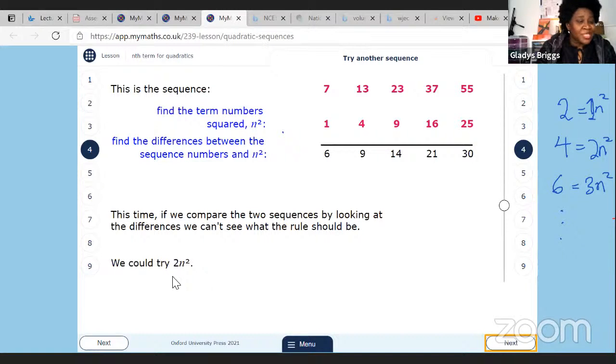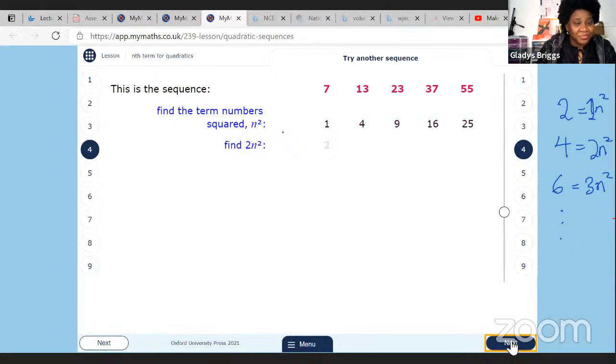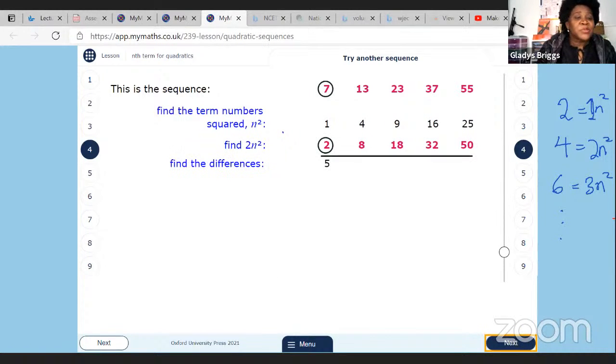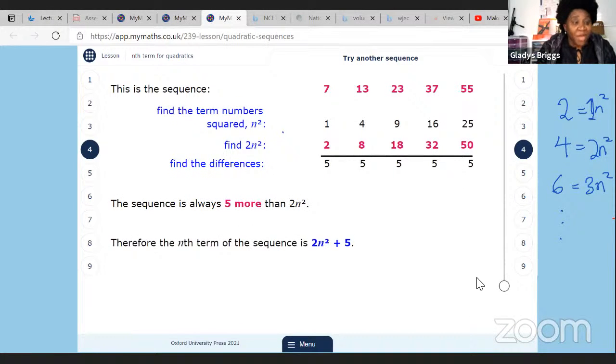Yeah? So we could try 2n squared, which is what I just showed you now. And if you took the difference from 2n squared, then it will be 5, 5, 5. So therefore, you would have 2n squared plus 5. And you've written that all down. I've explained it to you.